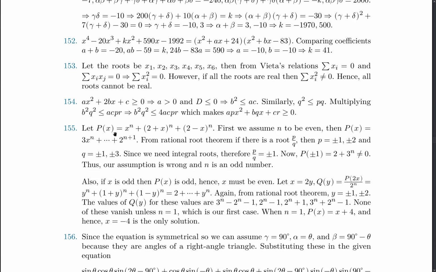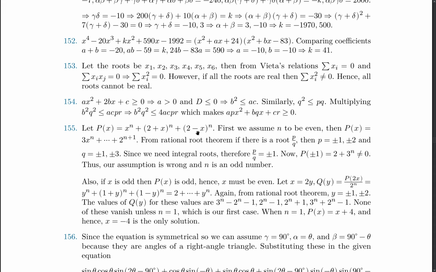Now, if you look at the solution, this first paragraph is not needed, but in exams, if you have the question, you need to do it this way. Suppose we are just observing this function p(x). Suppose n is even. Then x^n will be positive, (2 + x)^n will be positive, and (2 - x)^n will be positive. So three positive terms will give us a positive value. That means it will never be 0.